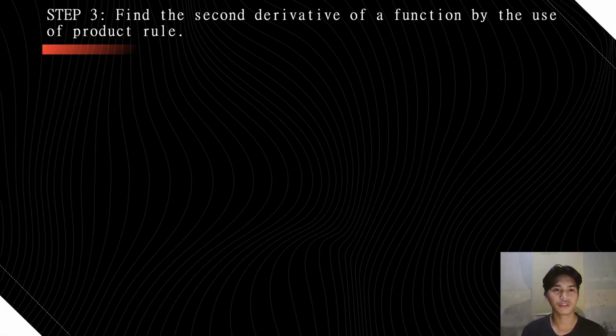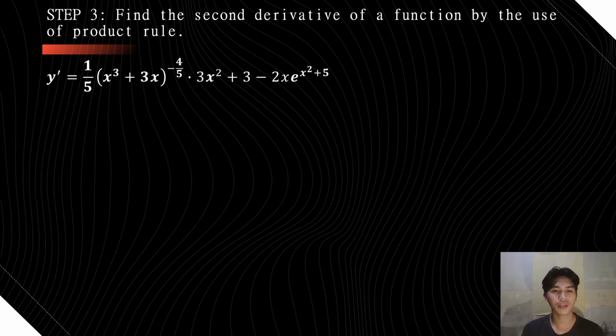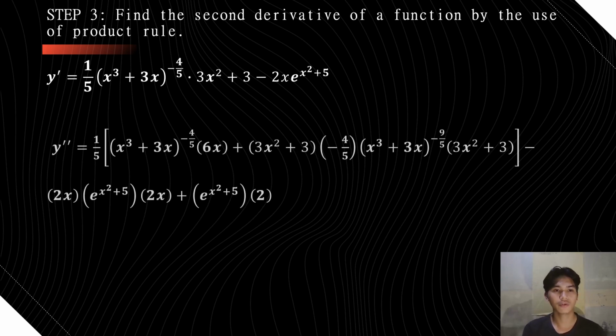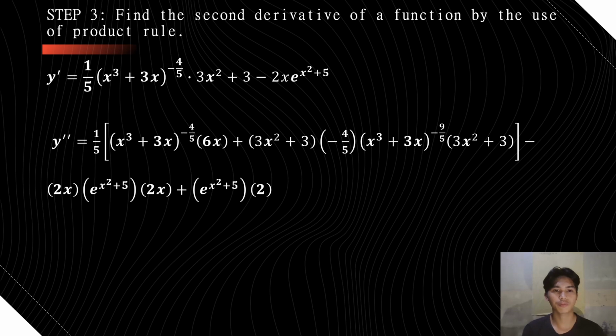So let's proceed to step 3. Find the second derivative of a function by the use of product rule. We all know that the first derivative of a function is 1/5 times x cubed plus 3x raised to the power of negative 4/5 times 3x squared plus 3 minus 2x e raised to the power of x squared plus 5. Then we will find the second derivative by the use of product rule.